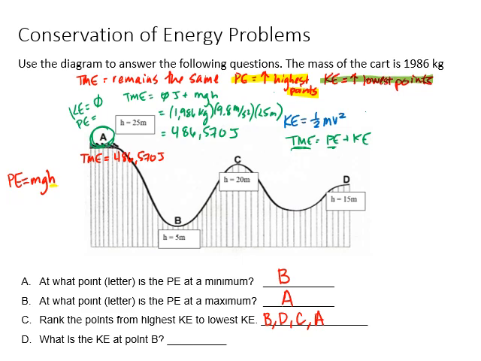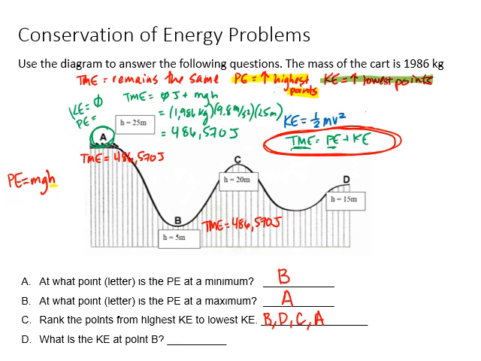We're going to assume that no energy is lost. So at point B, the total mechanical energy equals 486,570 joules. We're still working with this main equation over here. We need to find the kinetic energy. We just found the total mechanical energy. Now we need to find the potential energy to solve this problem.